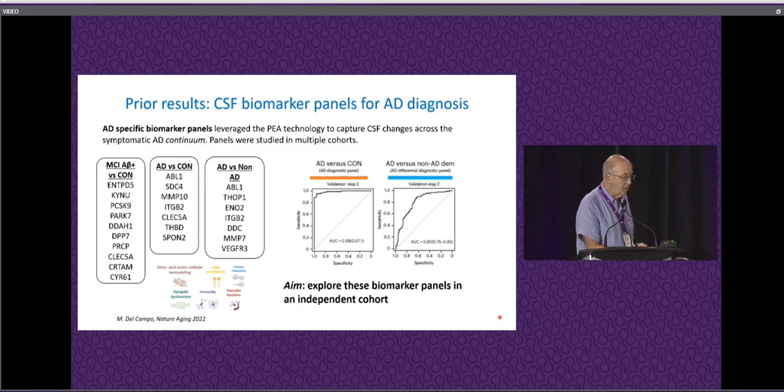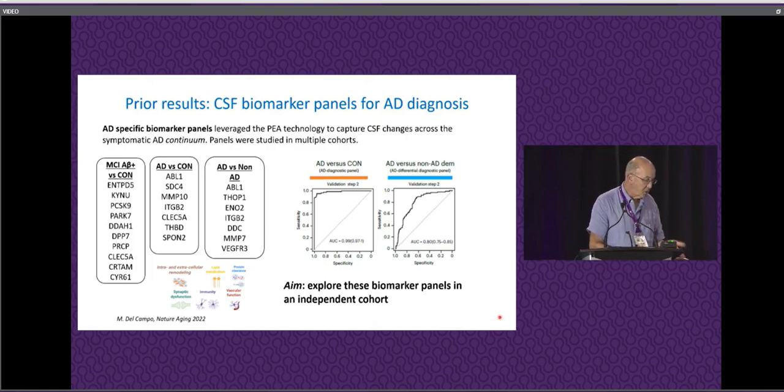And so in the original study, a small AD-specific biomarker panel was developed. In fact, there were two panels, one to identify Alzheimer's disease versus controls, and this is in the middle box, and you can see the names of the different proteins that were selected. For AD versus non-Alzheimer's disease, a number of different proteins. So again, some of this is handicapped by what actually went into the panels.